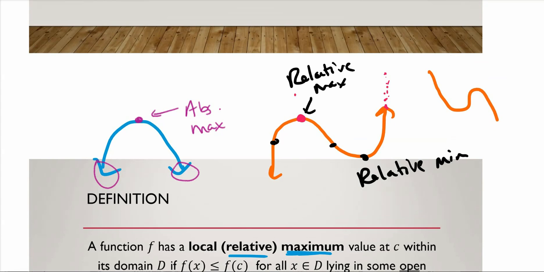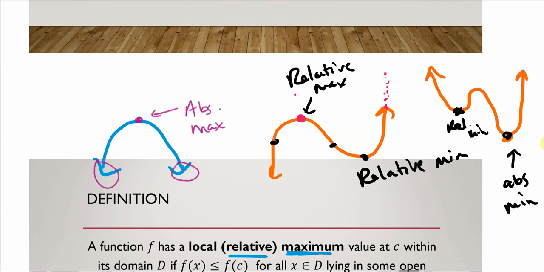Let's pretend I go like this, all right? So this guy right here, that dot right there that I just highlighted, he's gonna be an absolute min. And this dot here, he's gonna be a relative min. Okay, so he's gonna be a low point on some open interval, but over here, he's going to be the lowest ever in the whole graph.